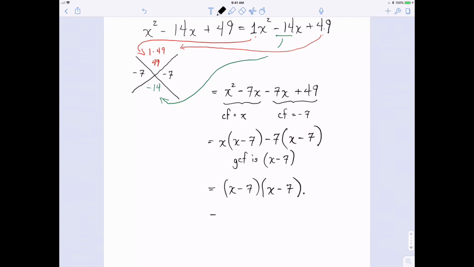Now, when you have something times itself, we say that's being squared. And so a simpler way to write this is x minus 7 squared. And that's how you factor it. This problem is called a perfect square, and that concept will come in handy shortly. But for now, we just want to be comfortable factoring those.